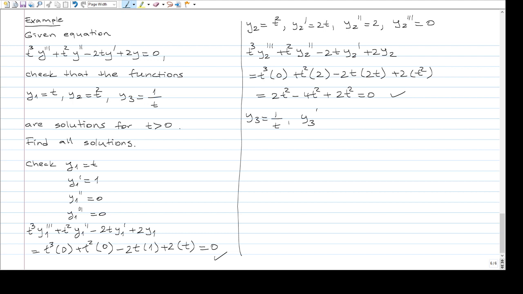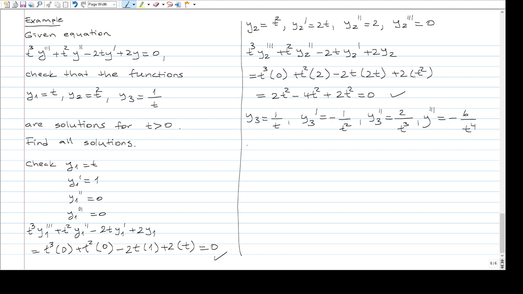And finally, for y3, 1 over t. So y3 prime, derivative of 1 over t, is minus 1 over t squared. y3 double prime, 2 over t cubed. Be careful about the minus signs. And the triple prime is minus 6 over t to the 4.